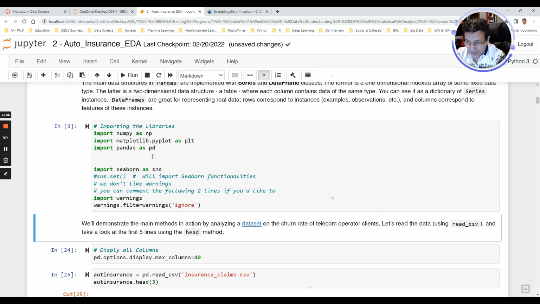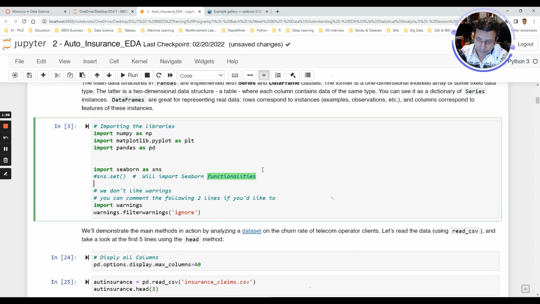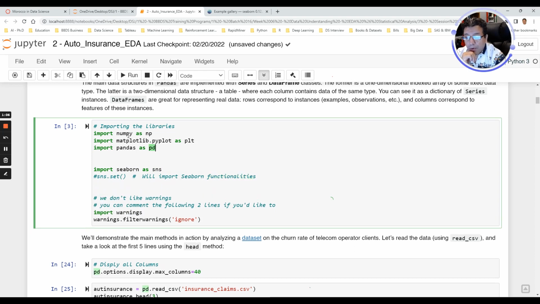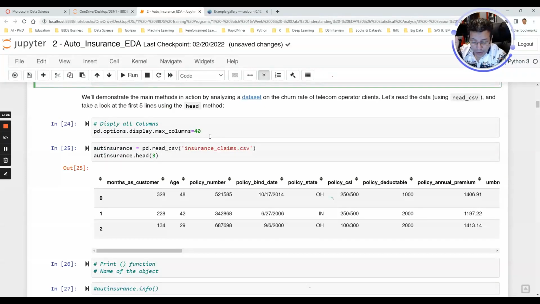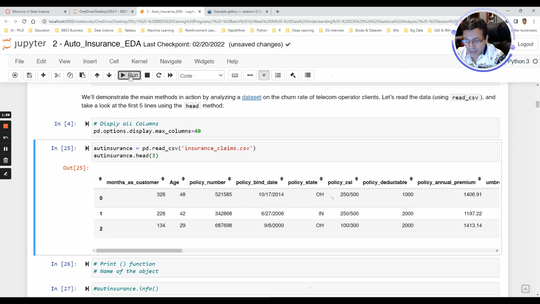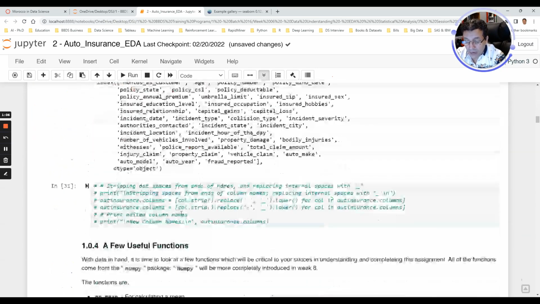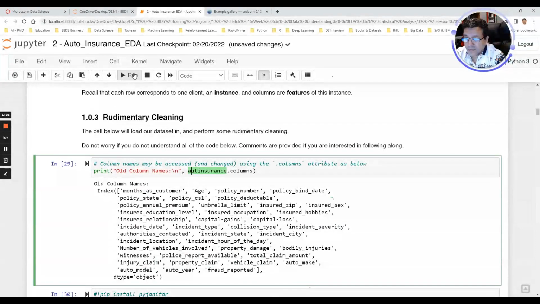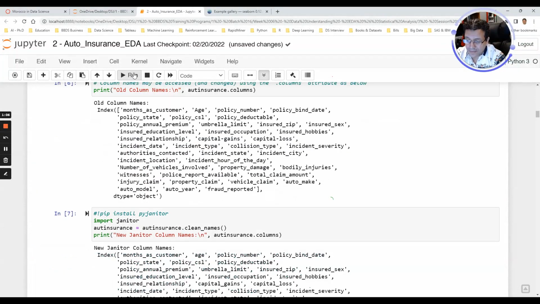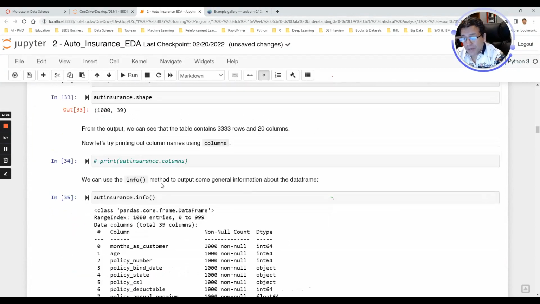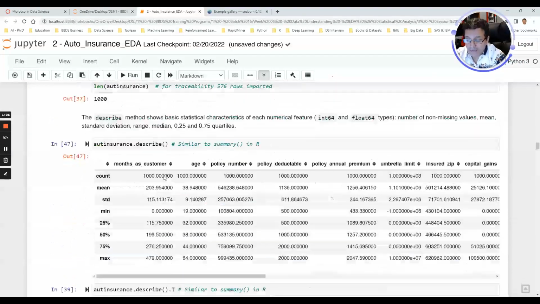Okay, so we import NumPy, Matplotlib, and Pandas, and we also import Seaborn. I'm going to go very quickly and then come back to show you the difference between Matplotlib and Seaborn. We will read our data. I'm going to go all the way to the graphs so you know the difference between Seaborn and Matplotlib.